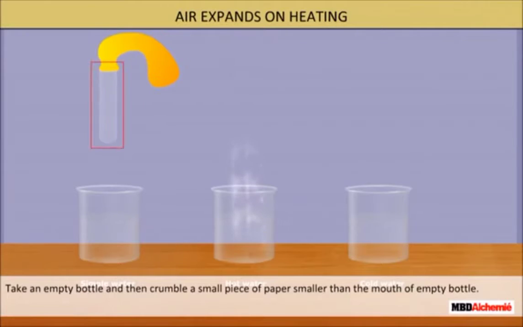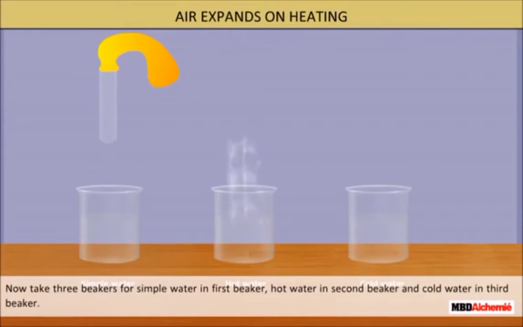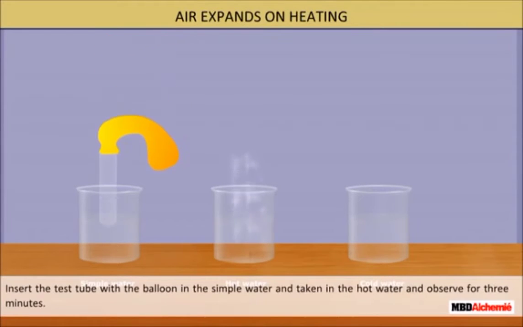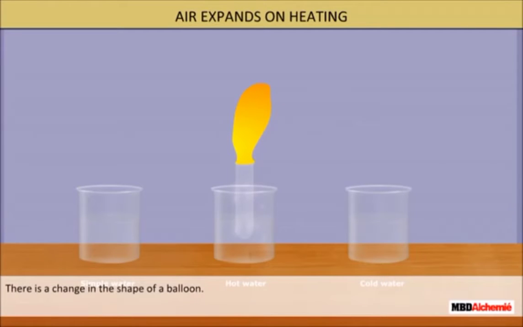Take a test tube and stretch a balloon tightly over the neck of the tube with the help of a tape. Now take 3 beakers. Pour simple water in the first beaker, hot water in the second beaker and cold water in the third beaker. Insert the test tube with the balloon in the simple water and then in the hot water and observe for 3 minutes. There is a change in the shape of the balloon.